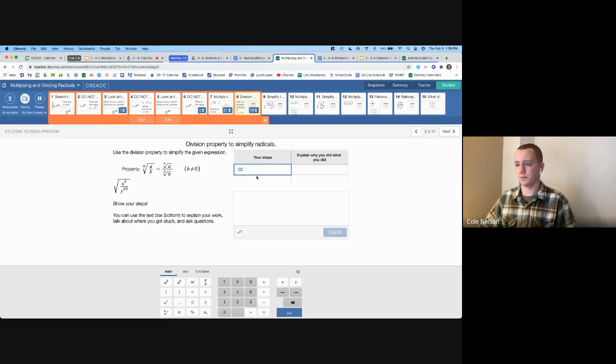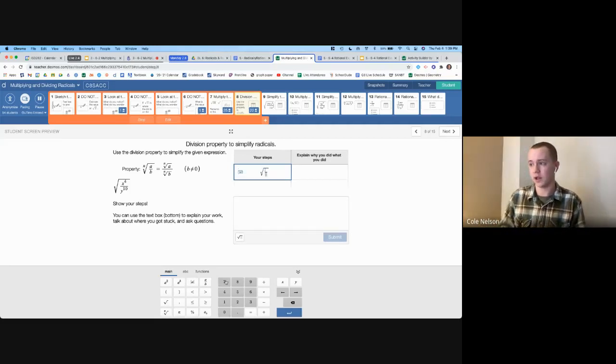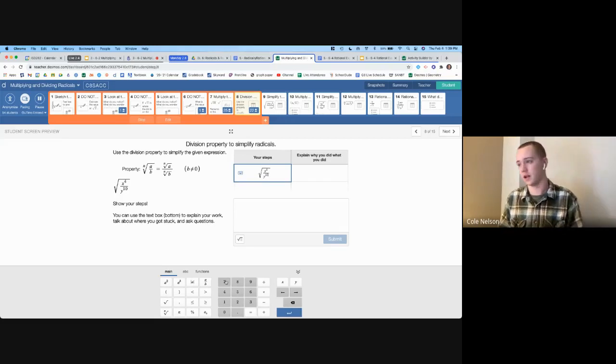Here's what I'm going to do. I have x to the 4th, y to the 10th. I'm just going to copy that in because I want to have it. So x to the 4th on the top, y to the 10th on the bottom.